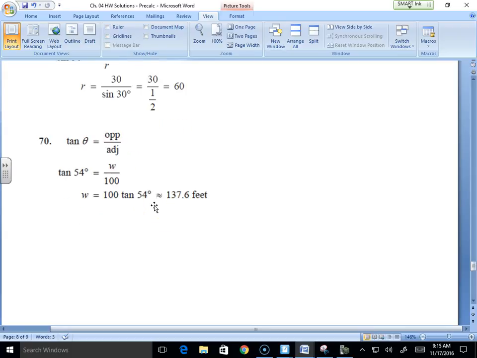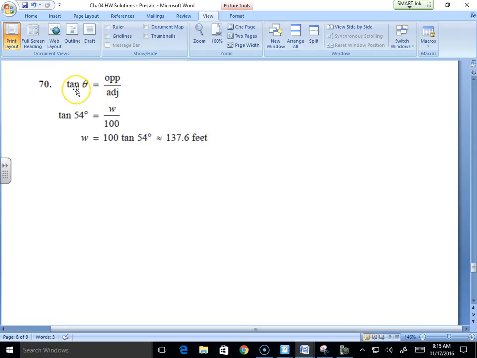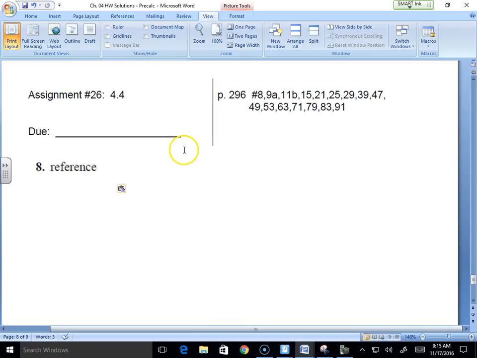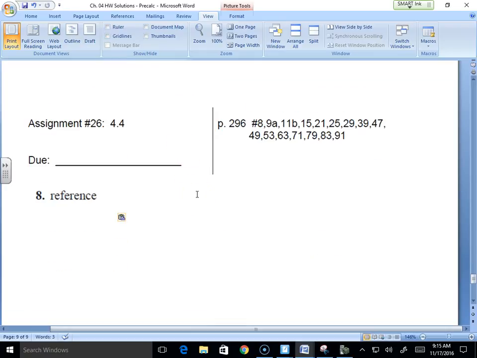Number 70, once again using tangent to solve the right triangle. They use a decimal this time because 54 is not in the unit circle. 137.6 feet, and I think that's it for 4-3. All right, turn to 4-4. Oh my goodness, so many evens.